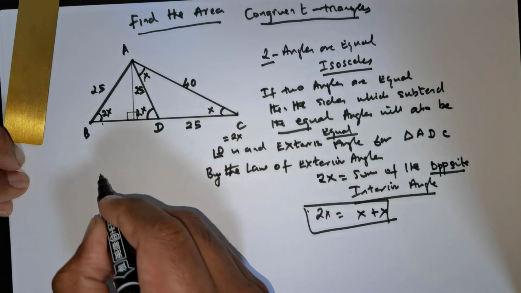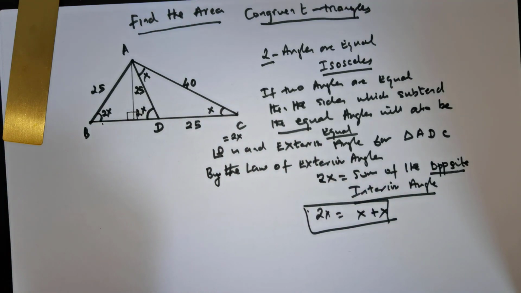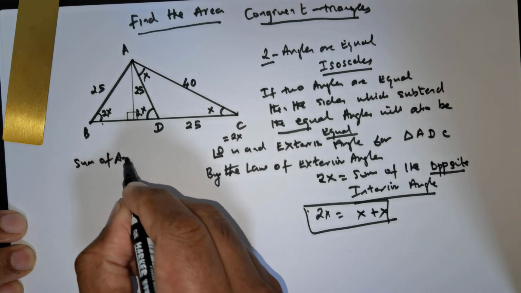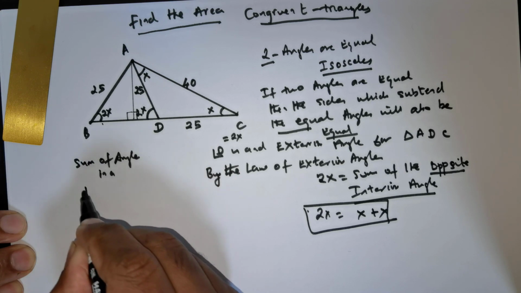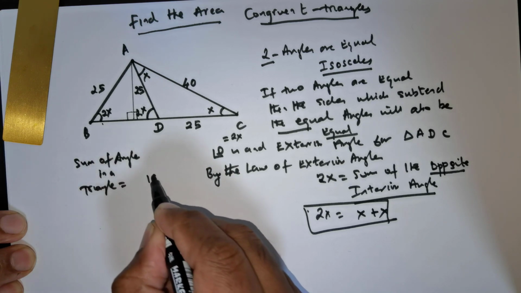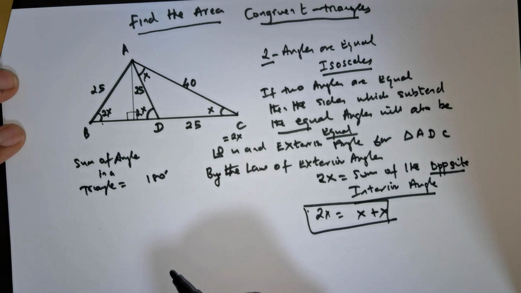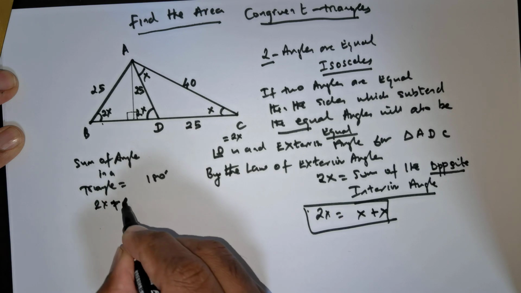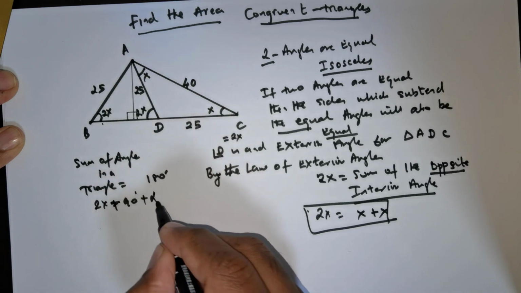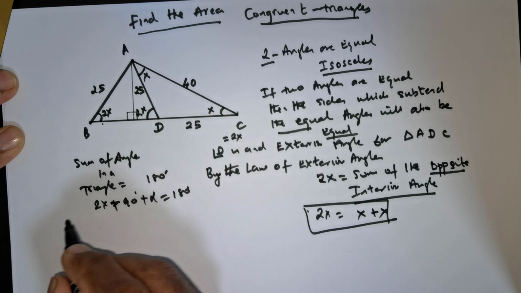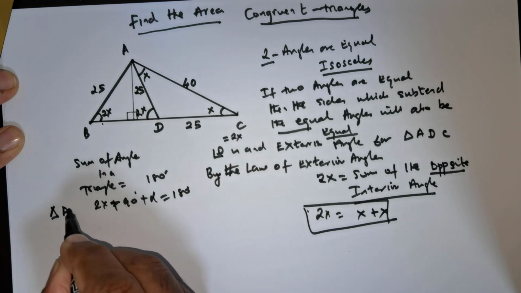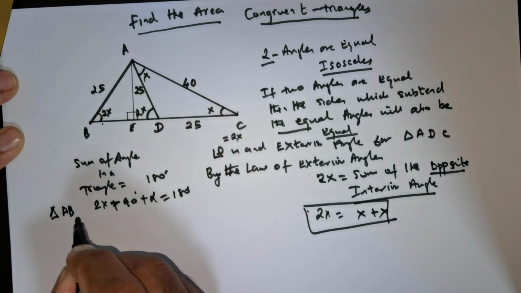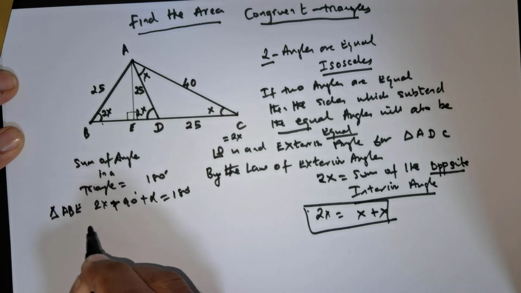Now we know that the sum of angles in a triangle is equal to 180 degrees, right? So that will mean if this is 2x and this is 90 degrees and this is alpha, this is equal to 180 degrees for this triangle. So let me consider triangle A, B, E.